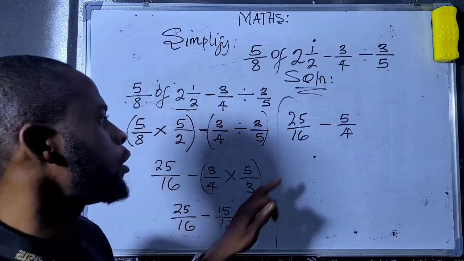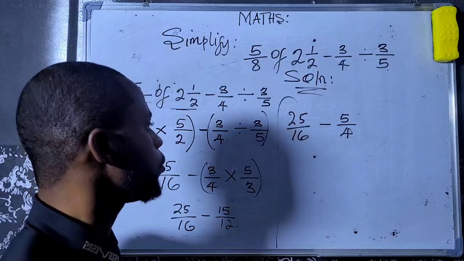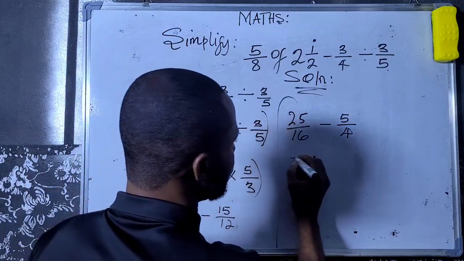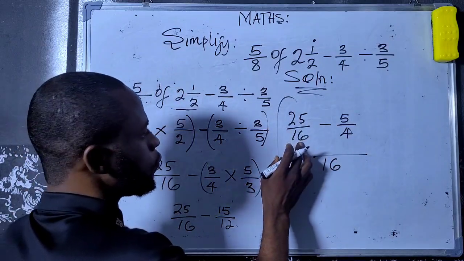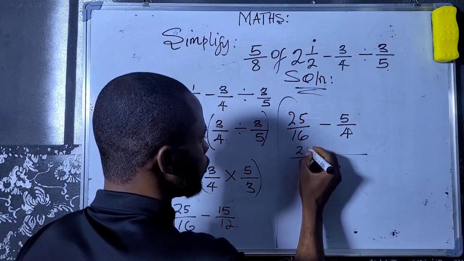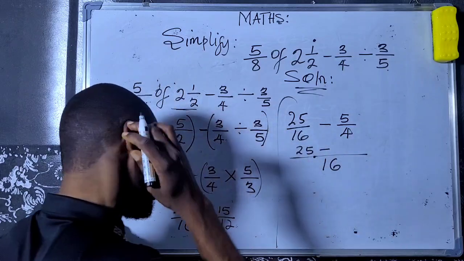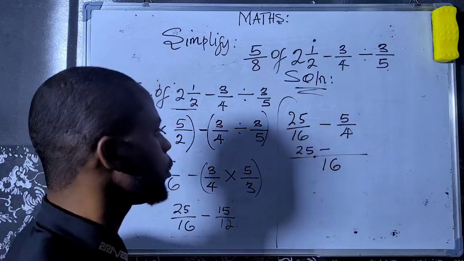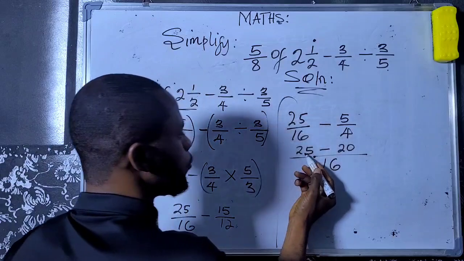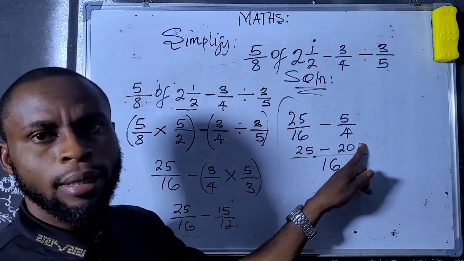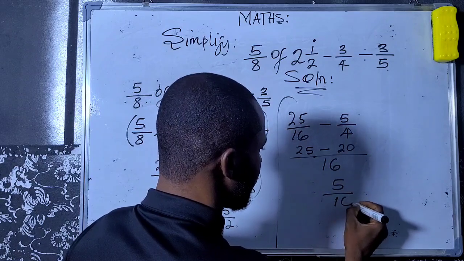Then now we simplify it further. Here in the denominator, the LCM is 4, the LCM is 16. Then we divide everything here by 16. Come down here, 16 into 16 will give us 1. Then 1 multiplied by 25, that will give us 25, minus 16, 4 into 16, that will give us 4. Then 4 multiplied by 5, that will give us 20 here. Then we have 25 minus 20, that will give us 5. And we have 5 divided by 16.